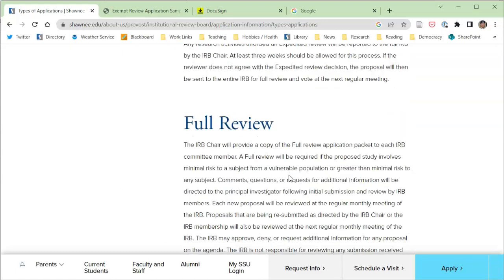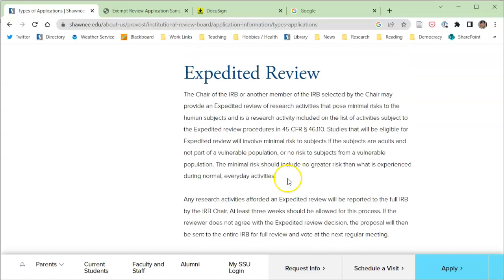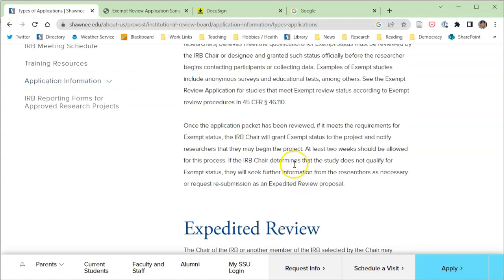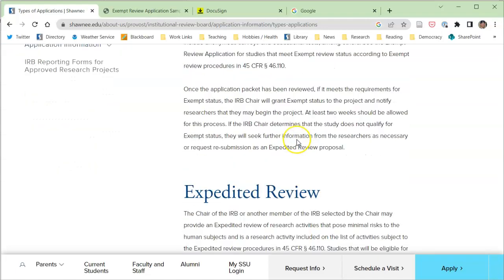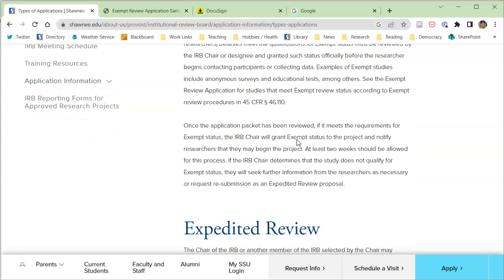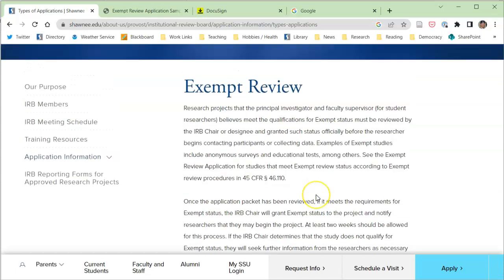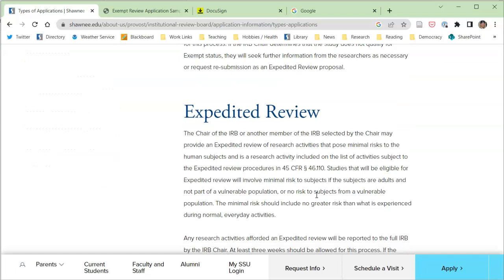So here are the 3 kinds of reviews that you can do. And so there are different proposals that you would complete for each of these kinds of reviews. So there's exempt, expedited, and then full. Most of the research in our discipline is going to be exempt or expedited.